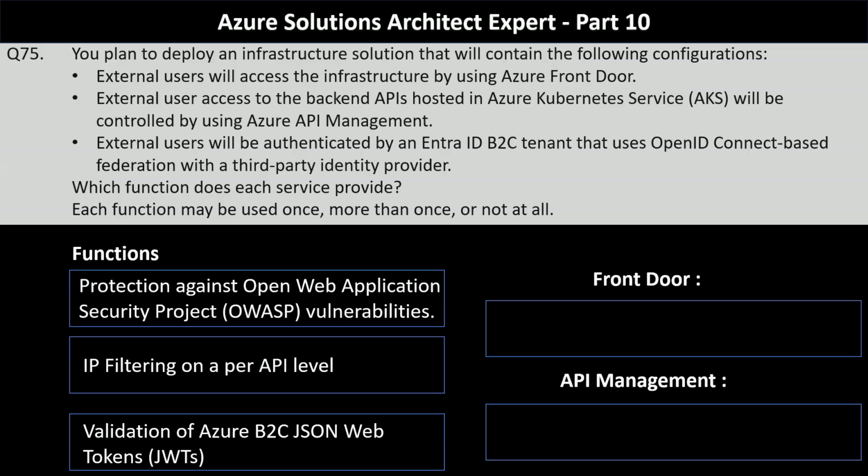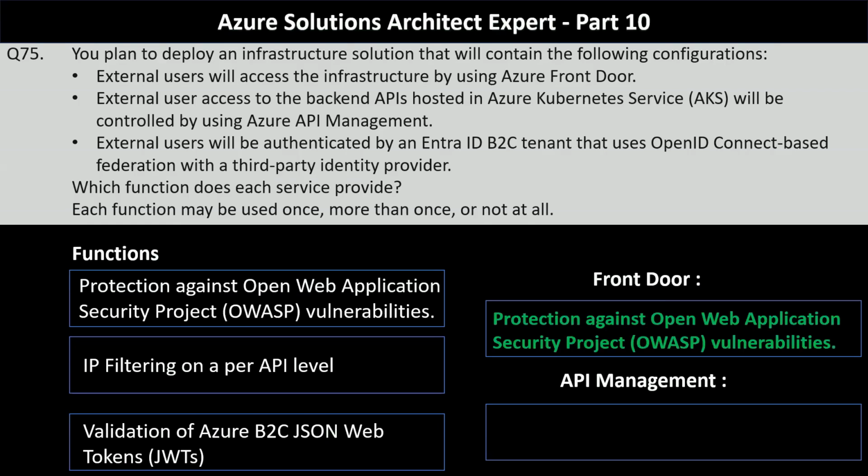Now, folks, Azure Front Door provides web application firewall capabilities that protect against Open Web Application Security Project vulnerabilities, such as SQL injection and cross-site scripting. This ensures that requests are filtered for malicious content before reaching backend services. Azure API Management can validate JWTs issued by Entra ID B2C. API Management can enforce authentication policies that check the token's validity and ensure it's issued by the trusted Entra ID B2C tenant, thereby enabling secure access to APIs.